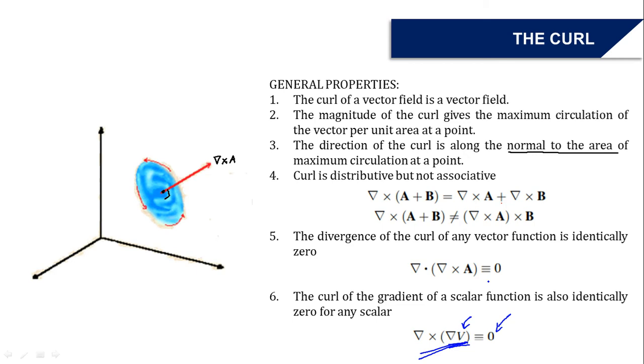So, pakitandaan natin 'tong number 5 and number 6 kasi they play a very important role sa electromagnetics. And babalikan natin 'yan pagdating sa dulo ng chapter. Okay? So, to summarize bago tayo mag-solve, to summarize 'yung discussion natin up to this point, pwede nating i-view 'yung curl as an indication kung merong rotation or circulation ang isang vector field at any point in space.